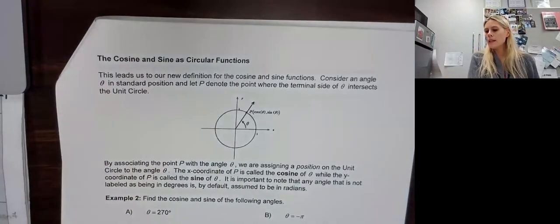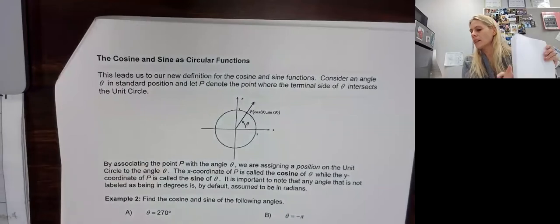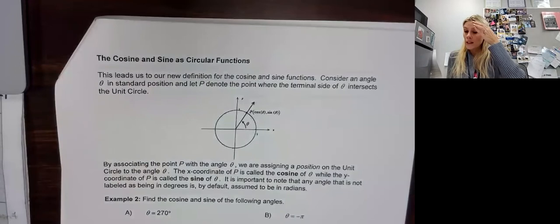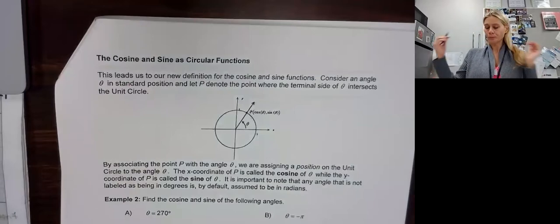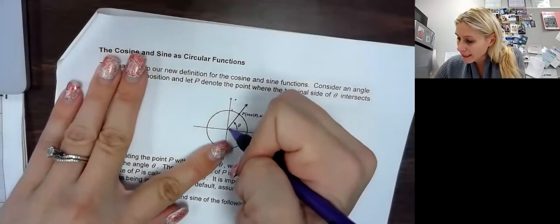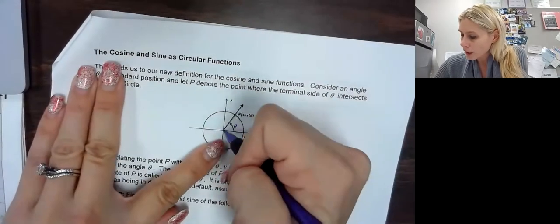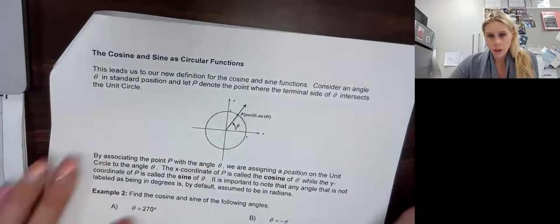All right, cosine and sine as circular functions. This leads us to our new definition for cosine and sine functions. Consider an angle theta in standard position and let P denote the point where the terminal side intersects the unit circle. Which means, of course, this radius here is the value of 1. So P is where our angle intersects that unit circle.